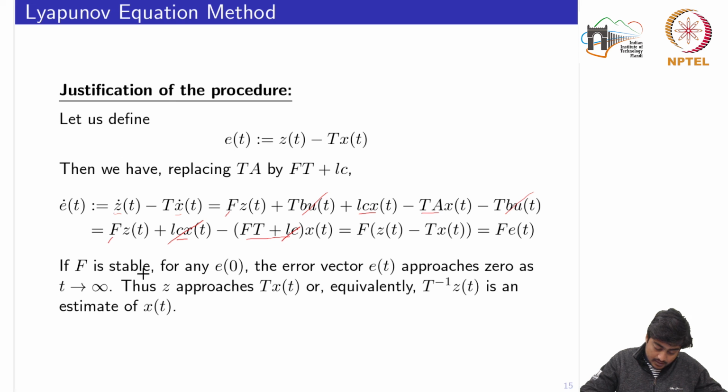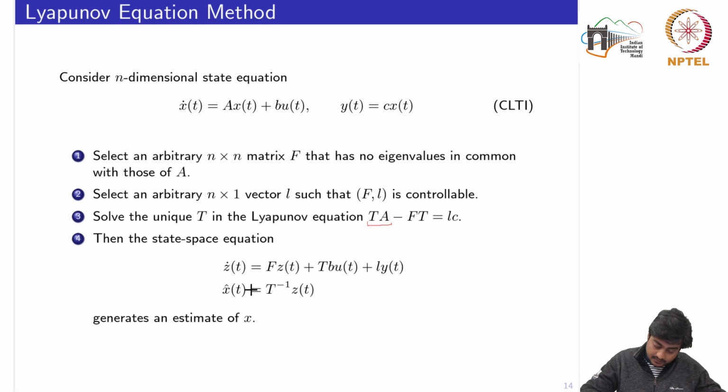So if F is stable, then for any e of 0, the error vector e of t approaches 0 as t tends to infinity. Z approaches T of x of t, or equivalently, T inverse z is an estimate of x. And this was the observer basically, T inverse z.